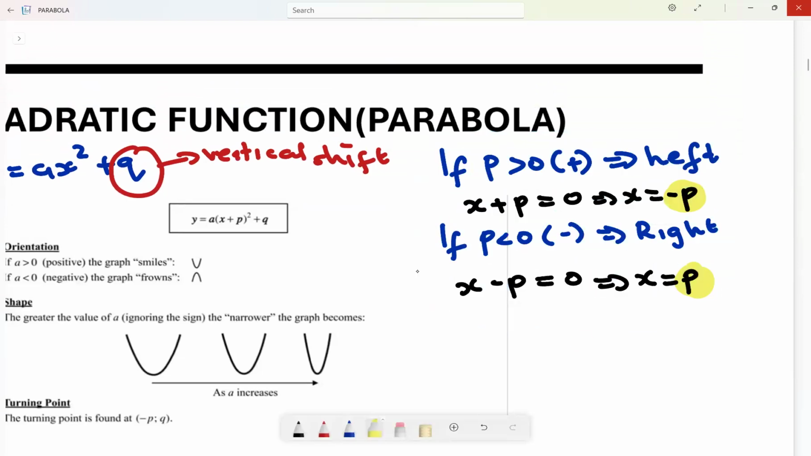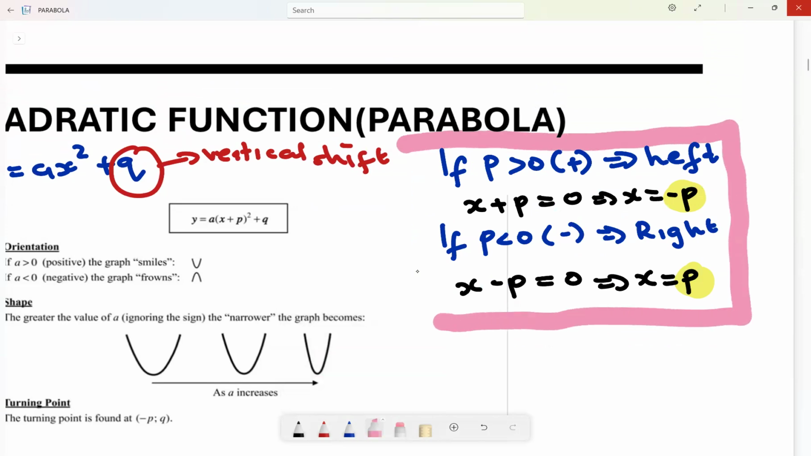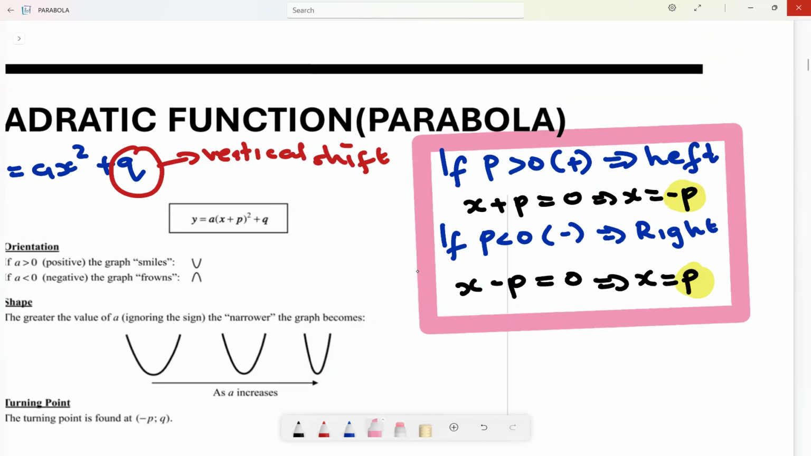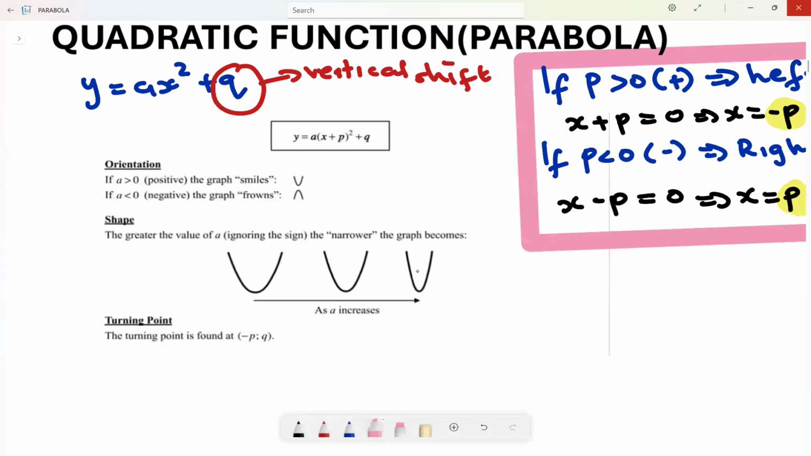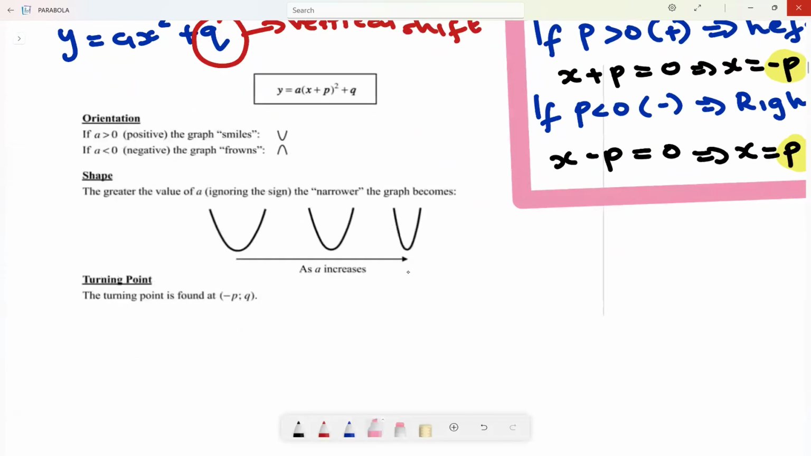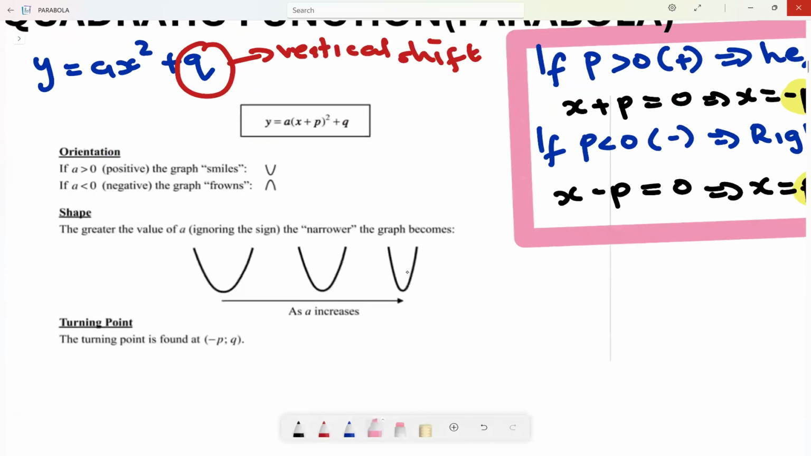Cool. So this is a very interesting thing that you might be in a position of wanting to understand. This is what you want to understand so that you do not get confused during exam time. Okay. So now let's move on to orientation, or rather, I prefer to call it the shape.